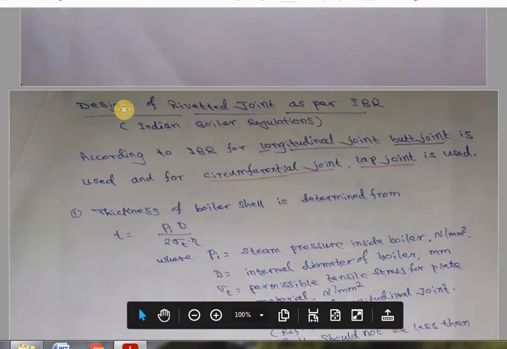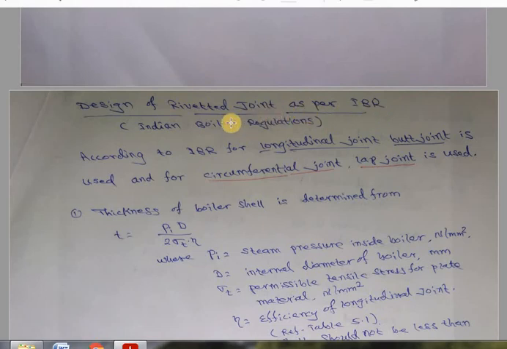Then I have the last case, the design of the riveted joint as per IBR regulations. That's what we call the structural joint. If you are using the joint for boilers, then only use this rule. So IBR, Indian Boiler Regulation, says that the longitudinal joint, meaning the joint along the length of the plate, has to be done with a butt joint. This is a recommendation. The joint which is along the axis has to be a butt joint. The joint which is perpendicular, that is in the circumferential direction, has to be a lap joint. This is a recommendation. You cannot interchange these.